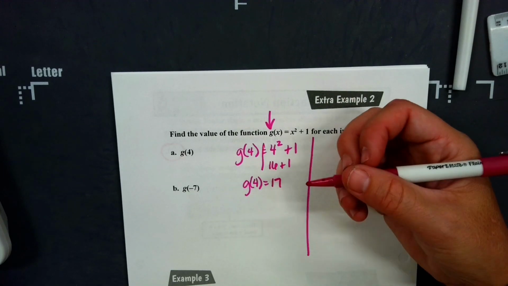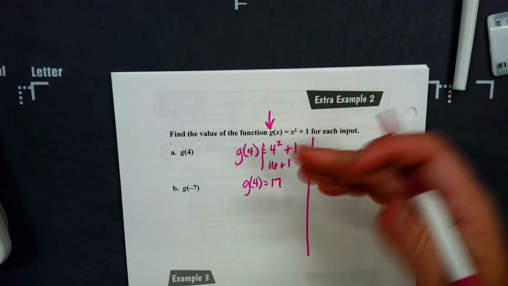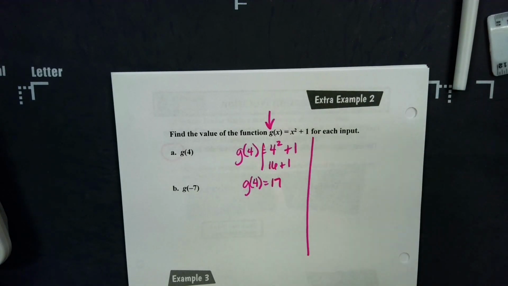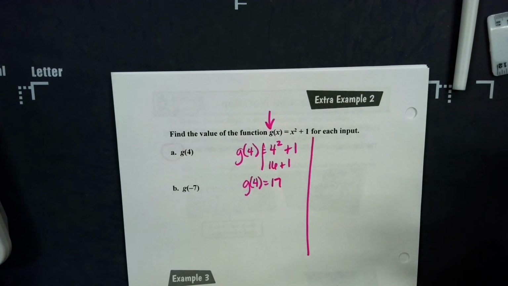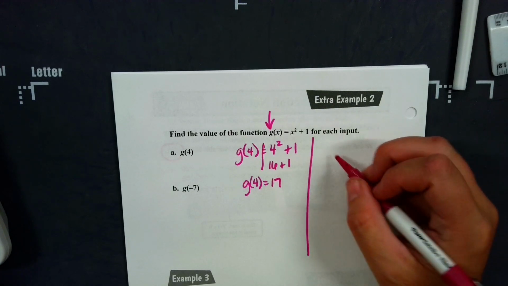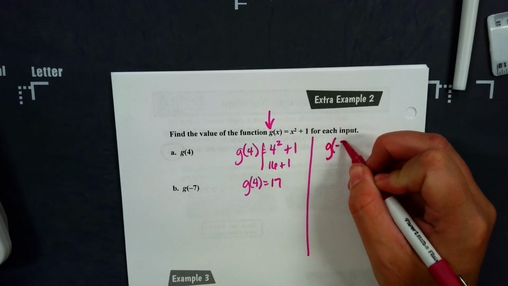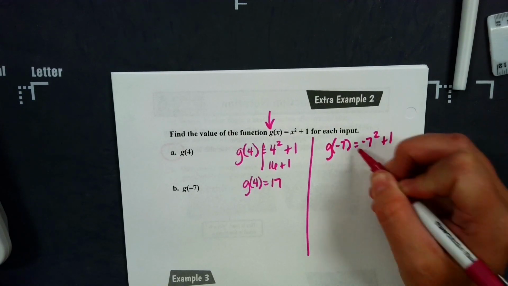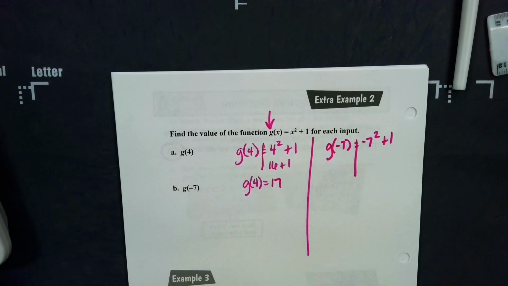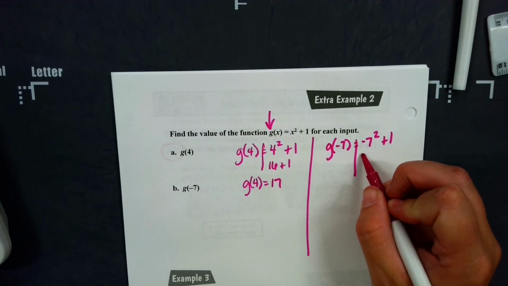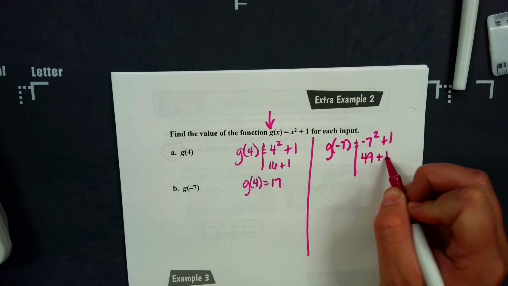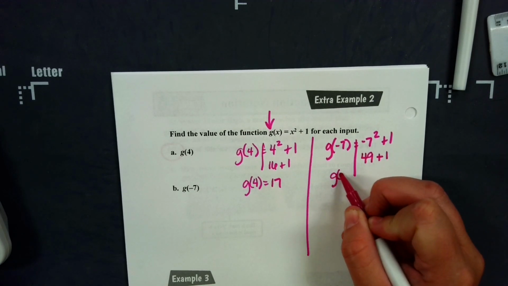You will see stuff like this on ISASP. But of course people get confused because they go, oh gosh, there's a g and an x, and what do I do? And then they start balancing it. It's not what they're looking for. All right. Negative 7 squared, 49 plus 1 gives me 50.